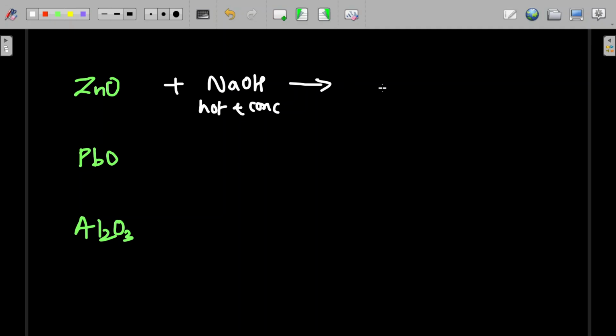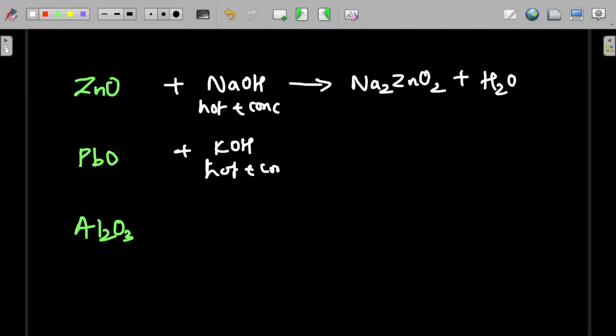So what is the salt? Same salt, whatever previously we have seen. Sodium zincate. Instead of hydrogen, you will get water here. See, if you take the metal, you will get the hydrogen gas. But if you take the metal oxide, you will get a neutralization reaction, salt and water. And here say I will take KOH, hot and concentrated. So you will get K2PbO2 plus H2.